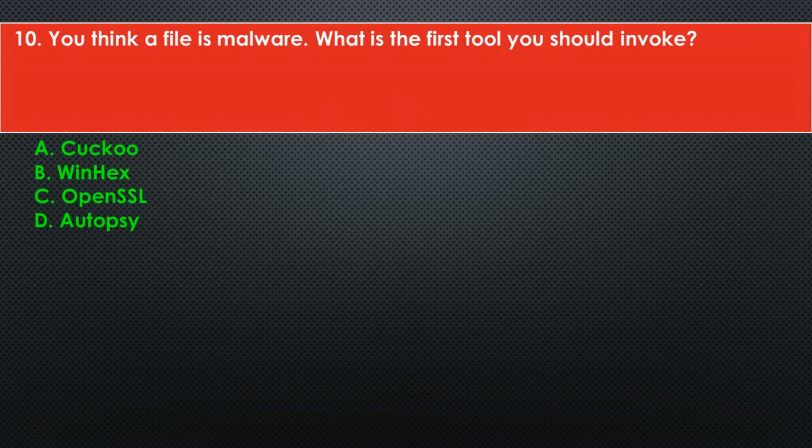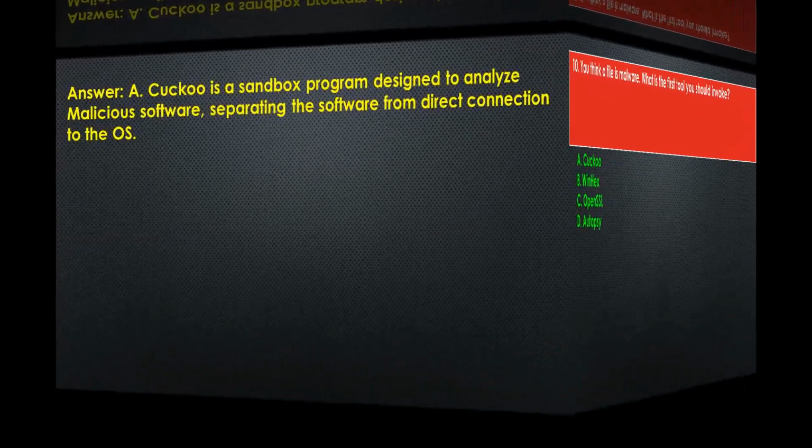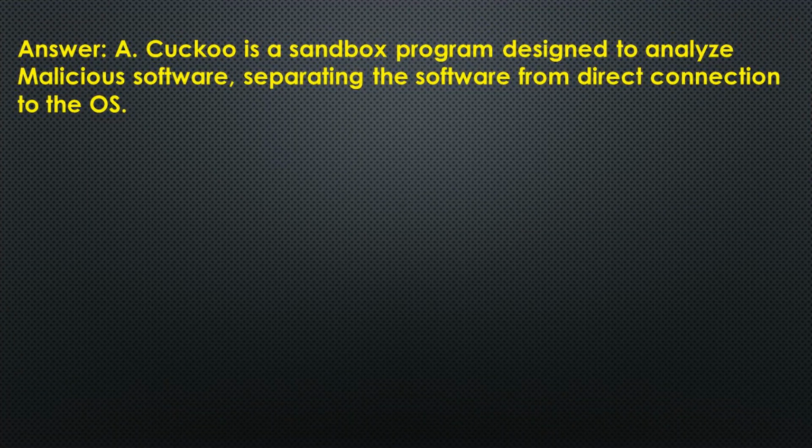10. You think a file is malware. What is the first tool you should invoke? A. cuckoo. B. WinHex. C. OpenSSL. D. autopsy. Answer: A. cuckoo is a sandbox program designed to analyze malicious software, separating the software from direct connection to the OS.